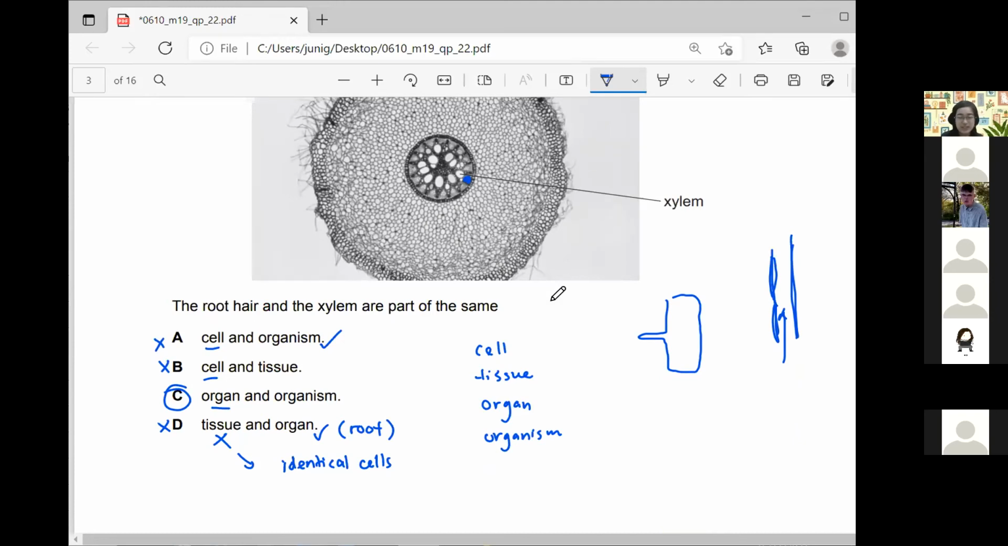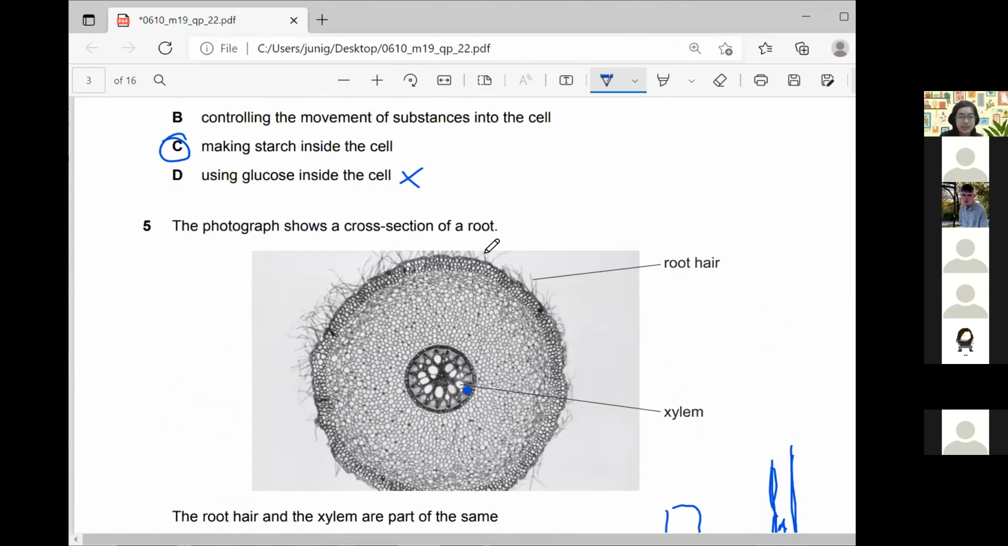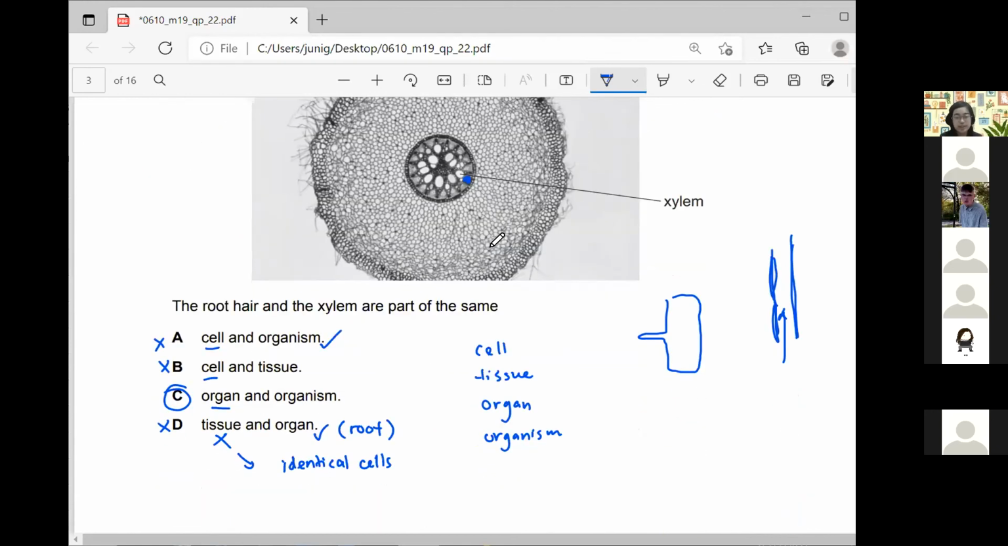Okay. As for tissues, they are a group of identical cells. Means they have to be the same type of cell. As you can see, root hair cell and xylem cell, they got different function, they look different, so they're not part of the same tissue, right? Organ, which is the root, okay, because they say it is a cross section of the root. An organ, by the way, is a group of many different types of tissue put together. Okay, that is an organ.